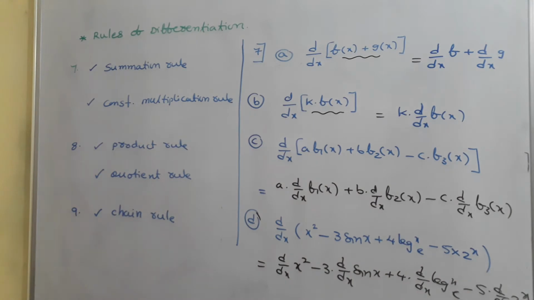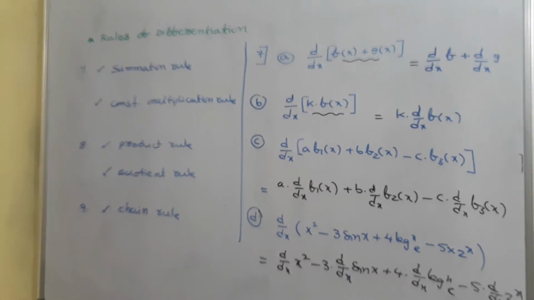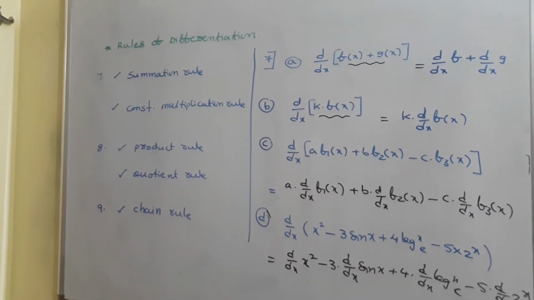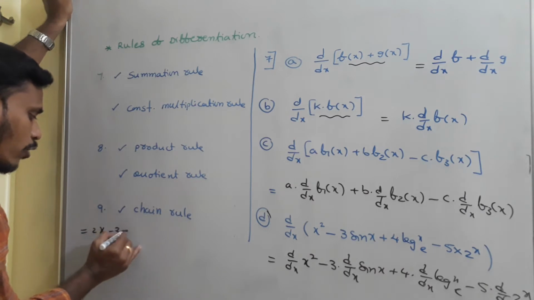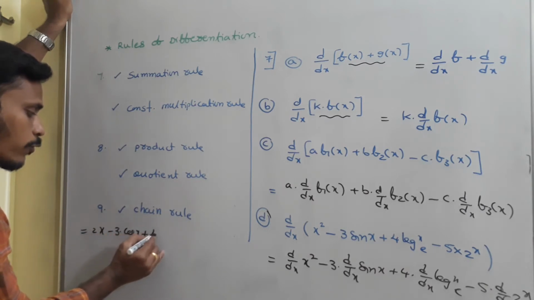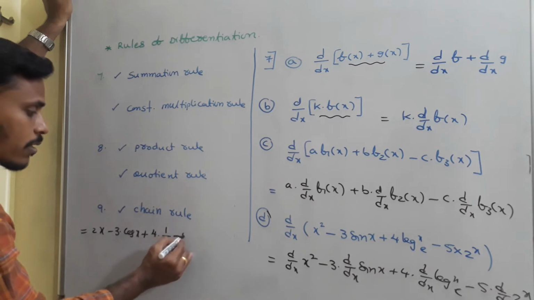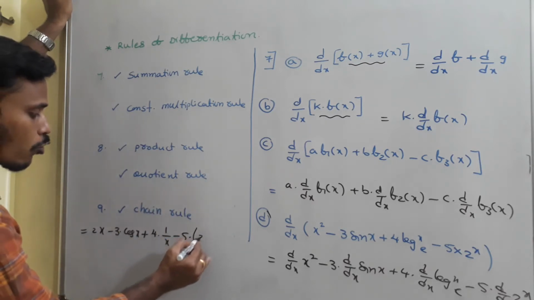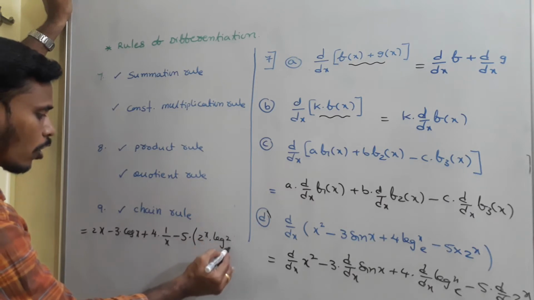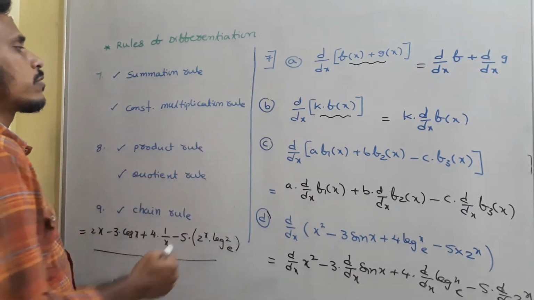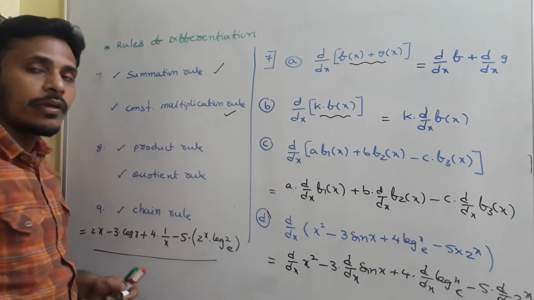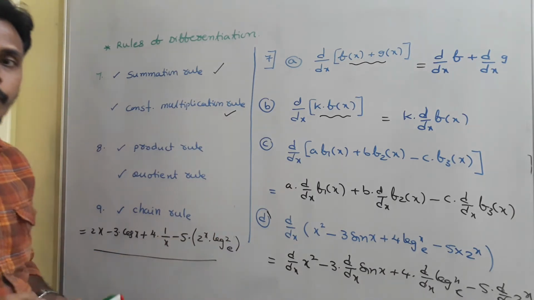Now in the next step, you just write the formulas for all those things. So what are the formulas? Just have a look. That is equal to d by dx of x square is 2x, minus 3 into d by dx of sin x is cos x, plus 4 into d by dx of log x is 1 by x, minus 5 into the derivative of 2 power x, which is 2 power x into log 2 base e. This is your final answer, and these two rules are just helping us to solve the problems in this way. You just have a look.